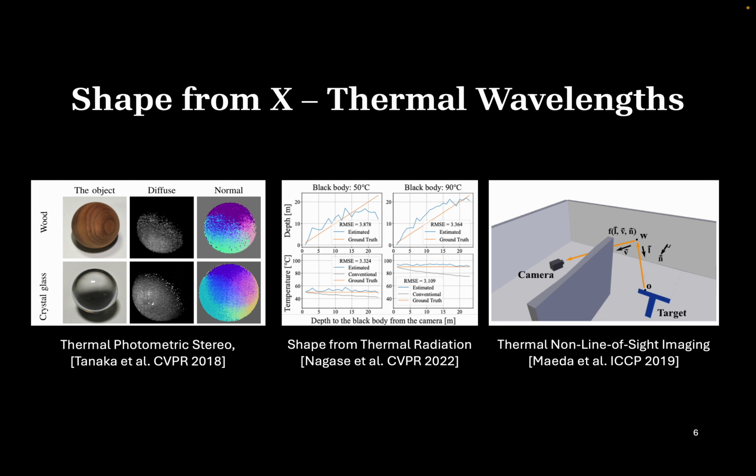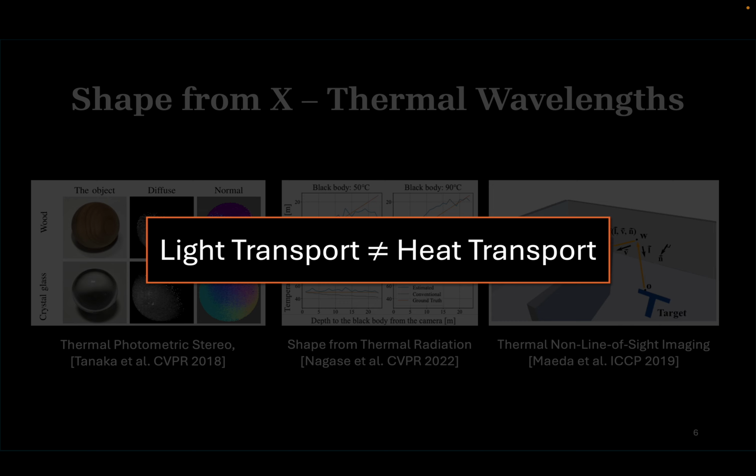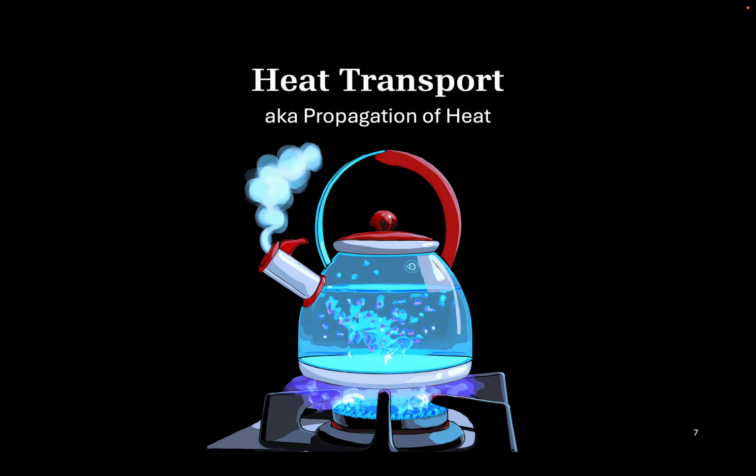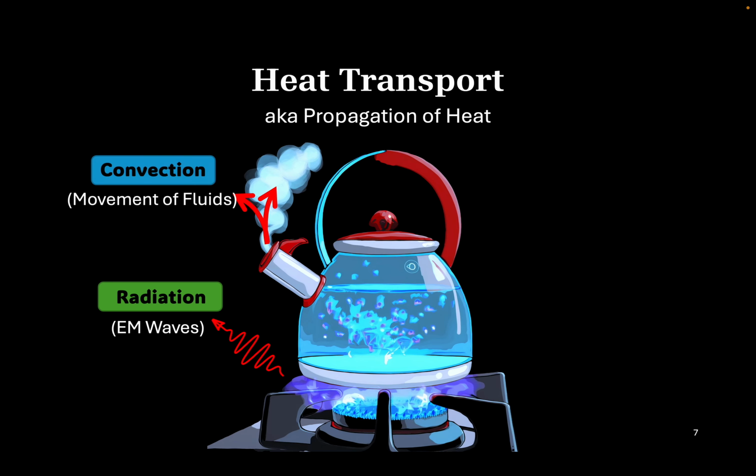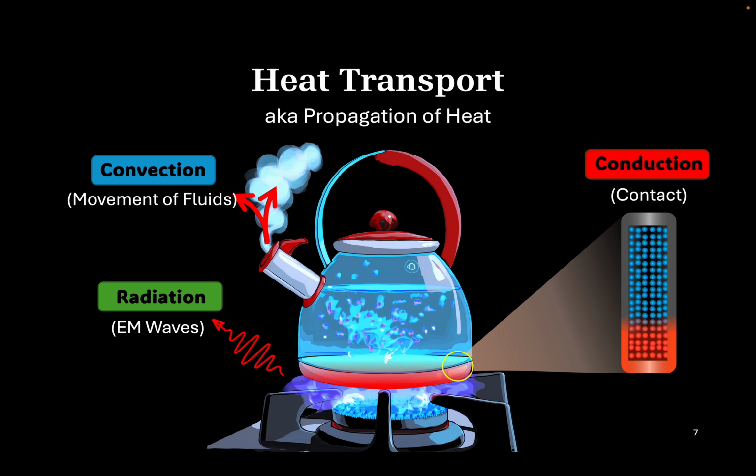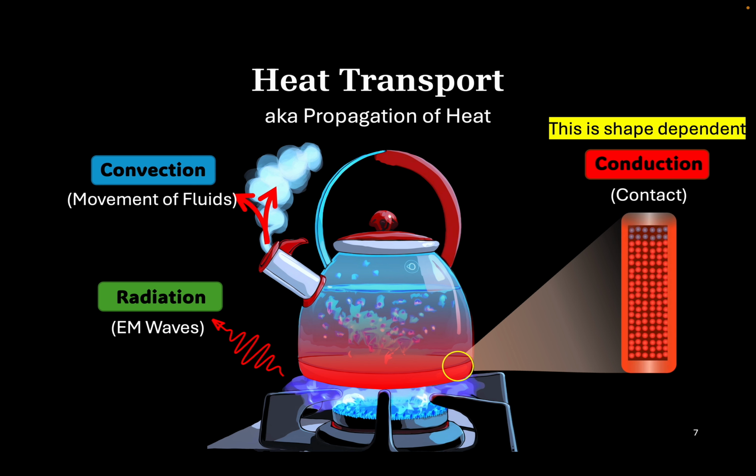But in this work, we're not interested in modeling the propagation of light. Rather, we are interested in modeling the propagation of heat, which is fundamentally different from how light works. So, what is heat transport? The transfer of heat energy from one point to another is what we call heat transport. It can happen through one of three modes, namely radiation, convection, and conduction. Among these, conduction that happens through contact is shape dependent. For example, farther the distance between any two points, longer the heat has to travel, thus the shape dependent aspect.